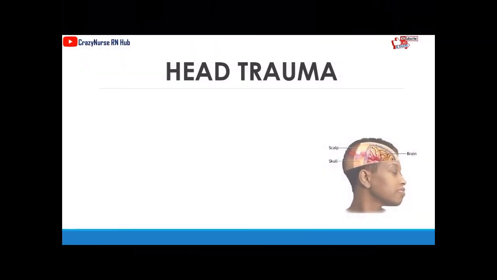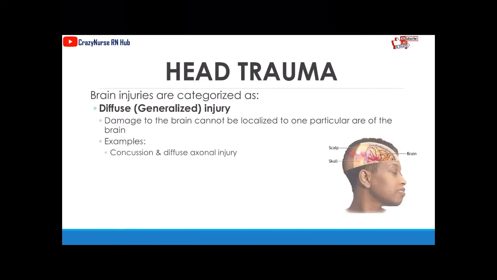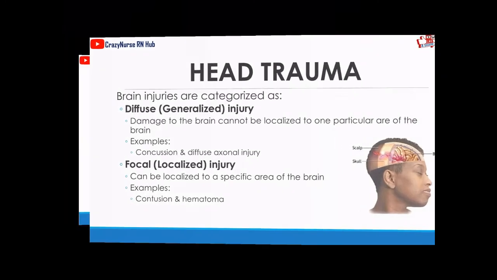Lastly, we have your head trauma. Brain injuries are categorized as diffuse or generalized injury. It is the damage to the brain that cannot be localized to one particular area of the brain. Examples are concussion and diffuse axonal injury. Another category of head trauma is your focal localized injury. It can be localized to a specific area of the brain. Examples are contusion and hematoma.